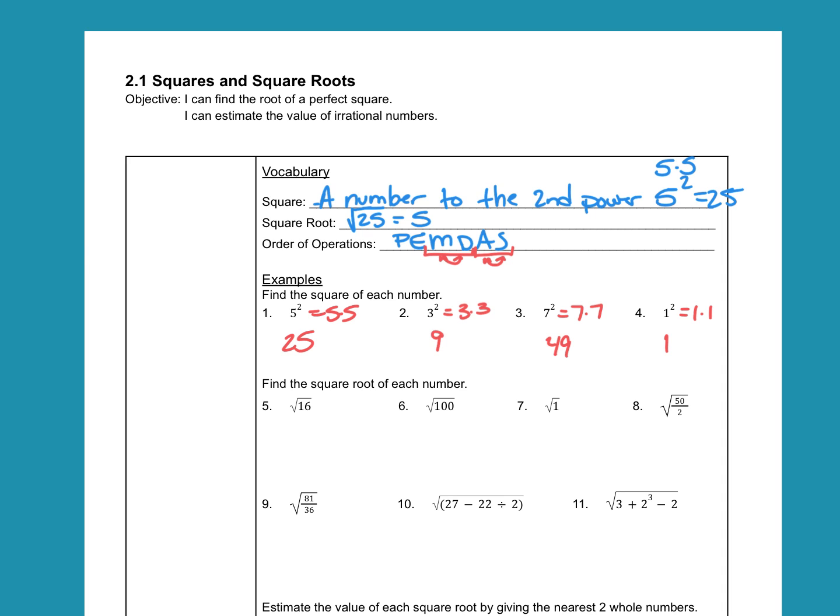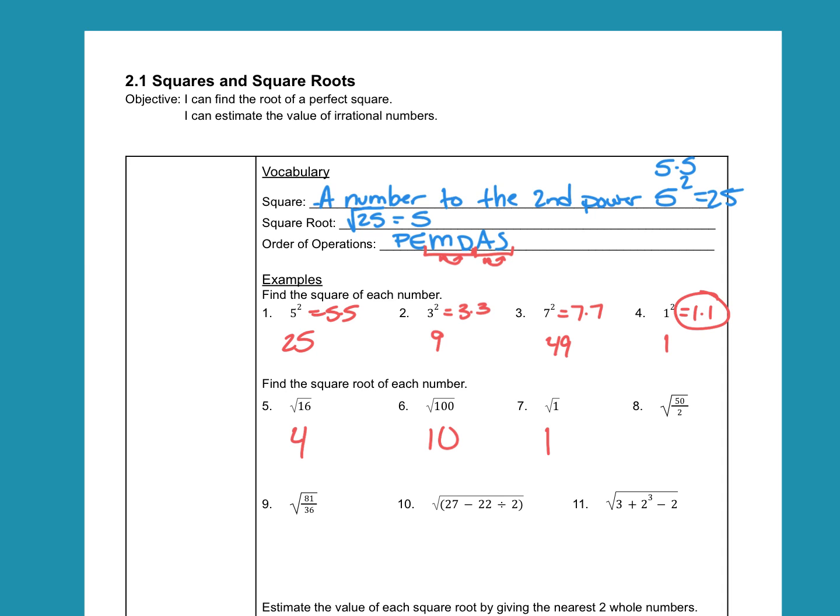Okay, so here we get into the newer stuff for this lesson, when we're going to find the square root. So the square root of 16. I need to think what number times itself gives me 16. And I know that 4 times 4 is 16. So the square root of 16 must be 4. And for 100, I know that 10 times 10 is 100. So then the square root of 100 must be 10. Number 7, the square root of 1. So again, we're thinking what number times itself is 1. And I know that 1 times 1 is 1. Just like we did up here, 1 times 1 is 1. So the square root of 1 is 1.